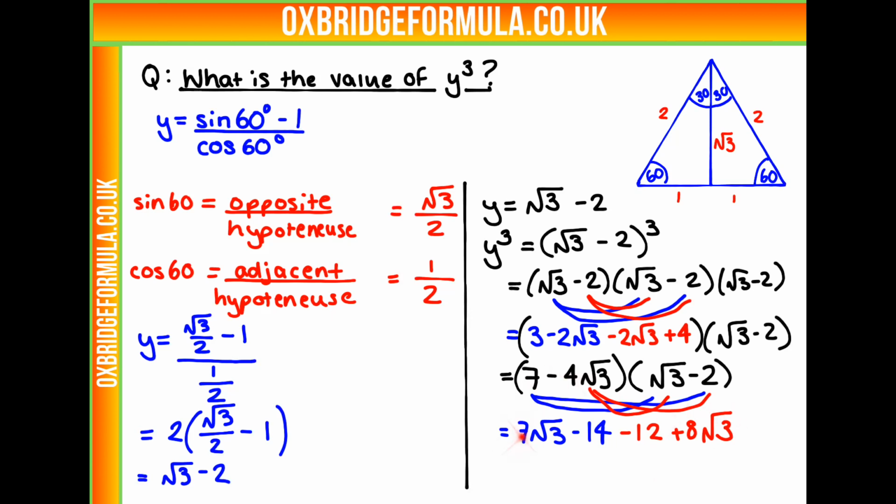Then all we have to do is combine our values at the end again. Combining our 7 root 3 plus 8 root 3 is going to be 15 root 3, and then minus 14 minus 12 is going to be minus 26. So that's our final answer, which corresponds to answer F.